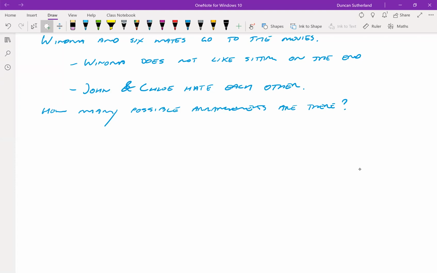All right, so we've got to think about all the different ways that we can arrange people. So what we're going to firstly do is work out the number of ways we can arrange the group without any constraints.